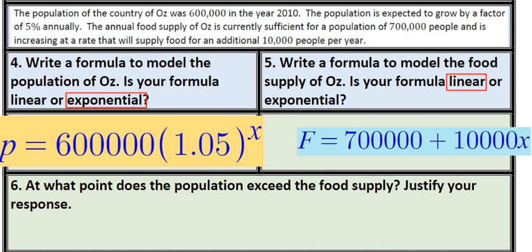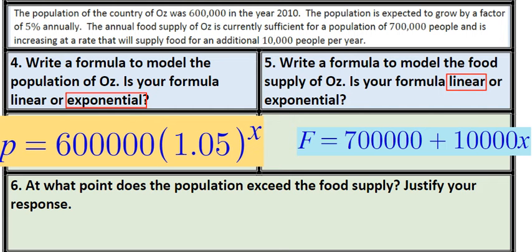Population of the country Oz was 600,000 in the year 2010. The population is expected to grow by a factor of 5% annually. The annual food supply of Oz is currently sufficient for a population of 700,000 people and is increasing at a rate that will supply food for an additional 10,000 people per year.